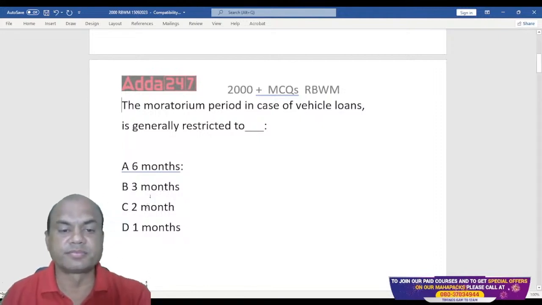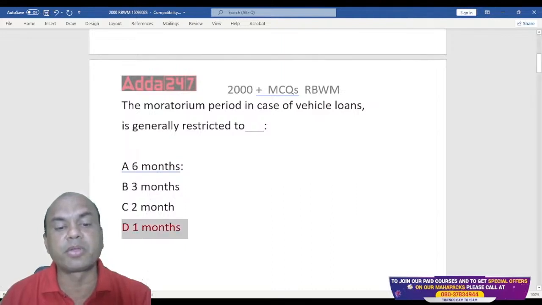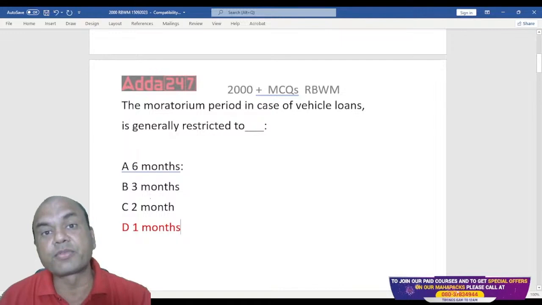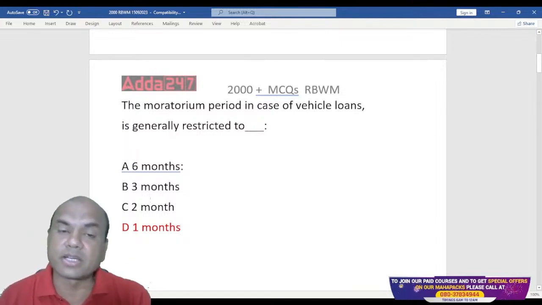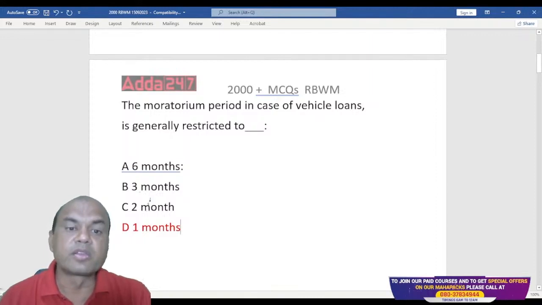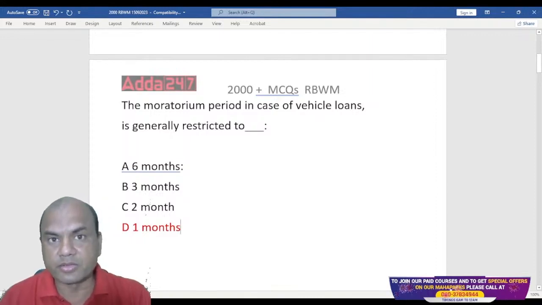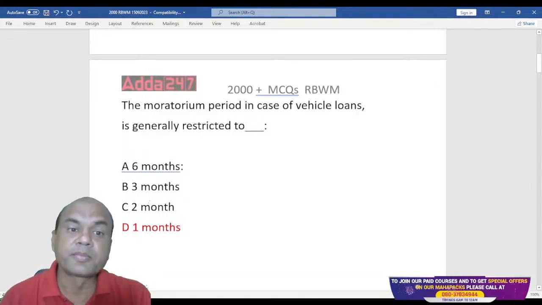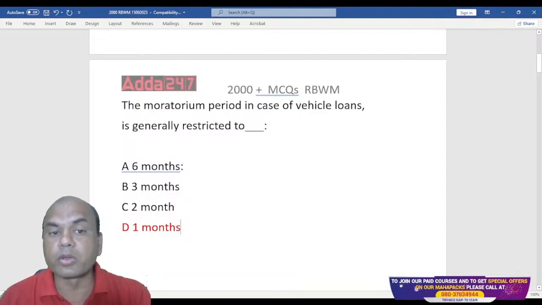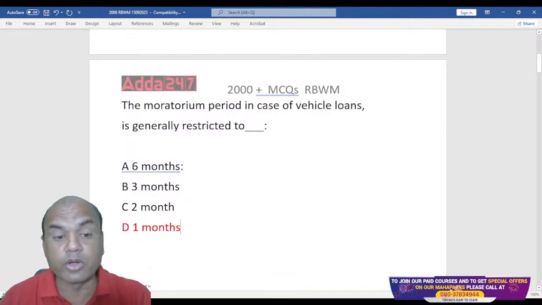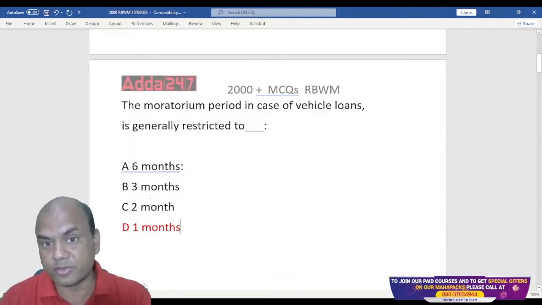Yes, actually there is no moratorium period, but 1 month is considered as a moratorium period. Why? Because when we disburse it, after 1 month the customer starts repaying, right? That is the logic. So actually, no moratorium period is allowed for vehicle loans. But in an exam, if there is an option of no moratorium period, you will write that. But if there is no such option given, don't get confused. It is 1 month. Okay.